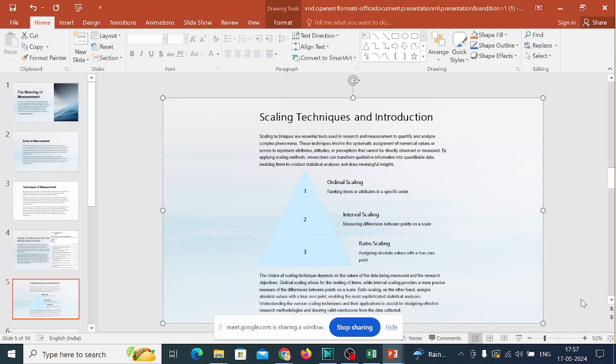So these three are very important: number one is ordinal scaling, number two is interval scaling, and the third one is ratio scaling. These are the most important techniques which, if you introduce in your research work, you can deepen your analysis and have your research work fruitfully accepted by the superiors.